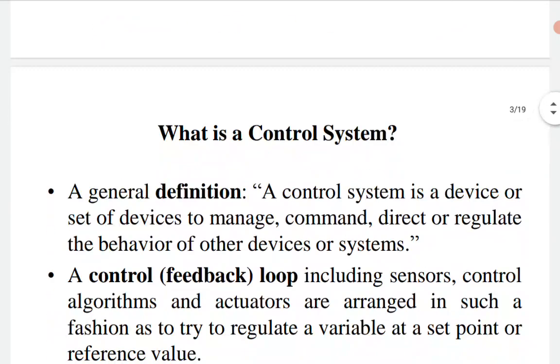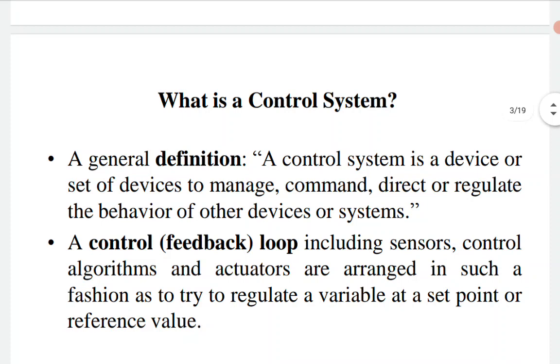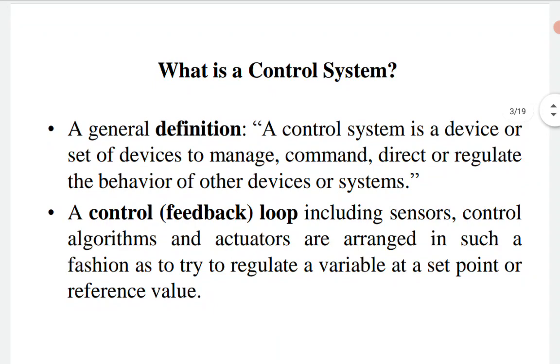Now, what is the control system? The general definition is that it is a device or a set of devices to manage, command, direct or regulate the behavior of other devices or systems. Control means a feedback loop, including sensors, control algorithms and actuators, arranged in such a fashion as to try to regulate a variable at a set point or reference value.